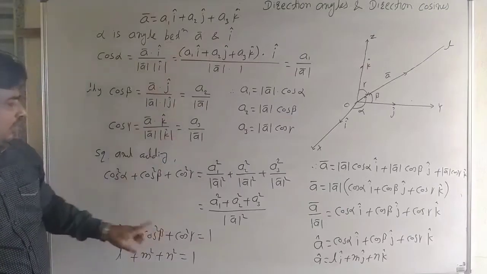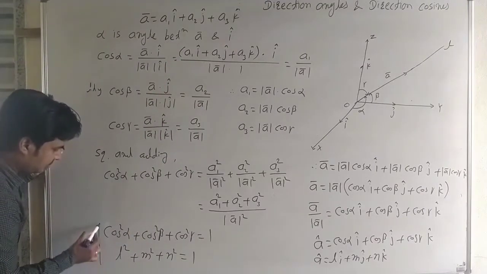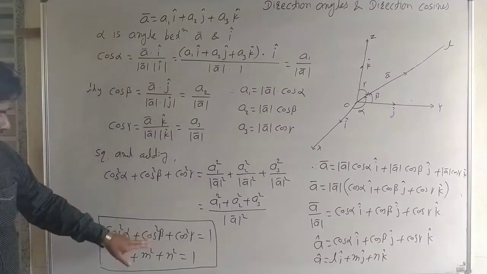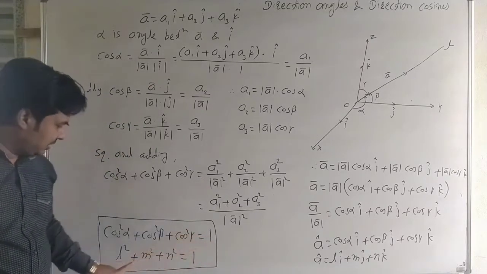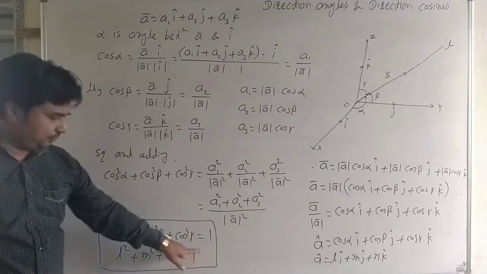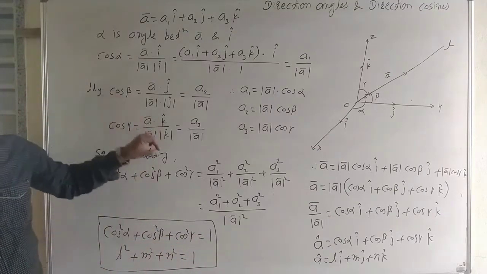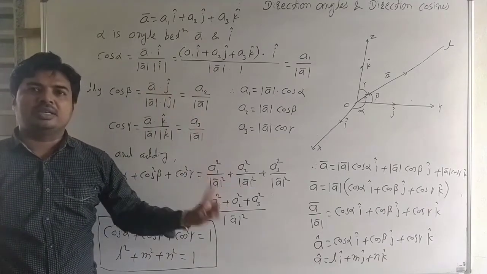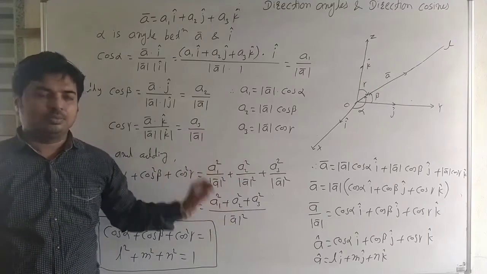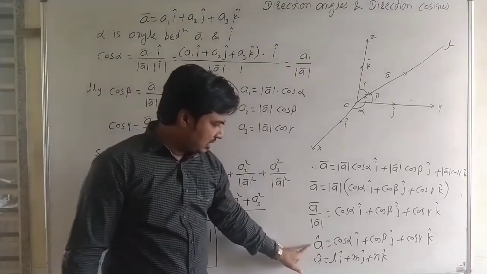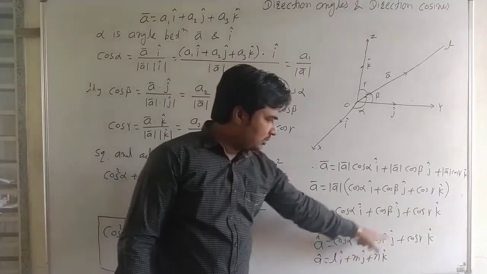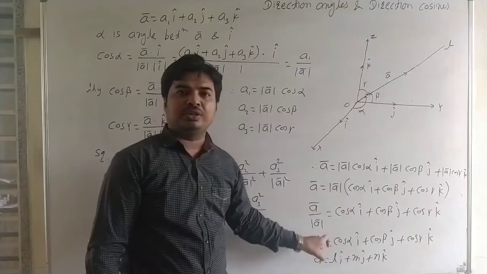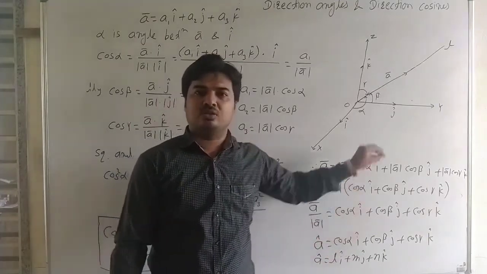See carefully, it is a very important result: cos square alpha plus cos square beta plus cos square gamma is equal to 1. That is, l square plus m square plus n square is equal to 1. The components of any unit vector are the direction cosines of that vector. Here a cap is a unit vector, and cos alpha, cos beta and cos gamma are its components.